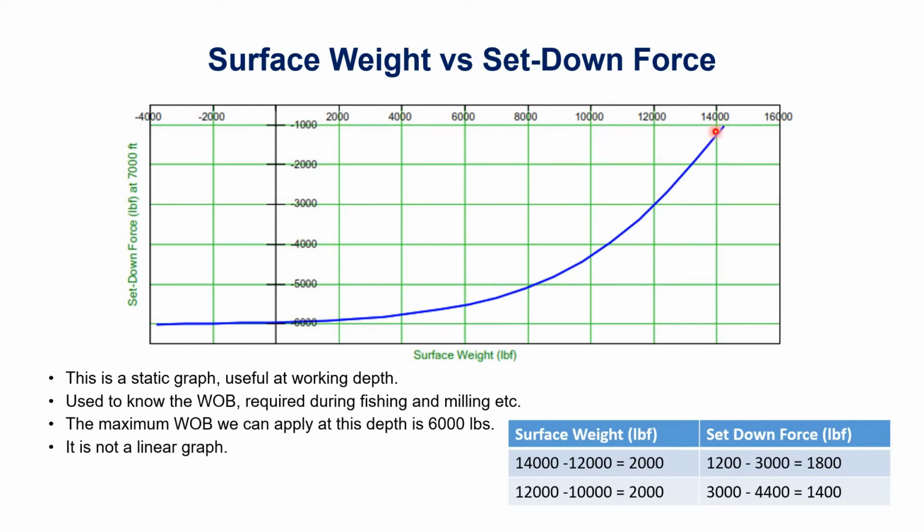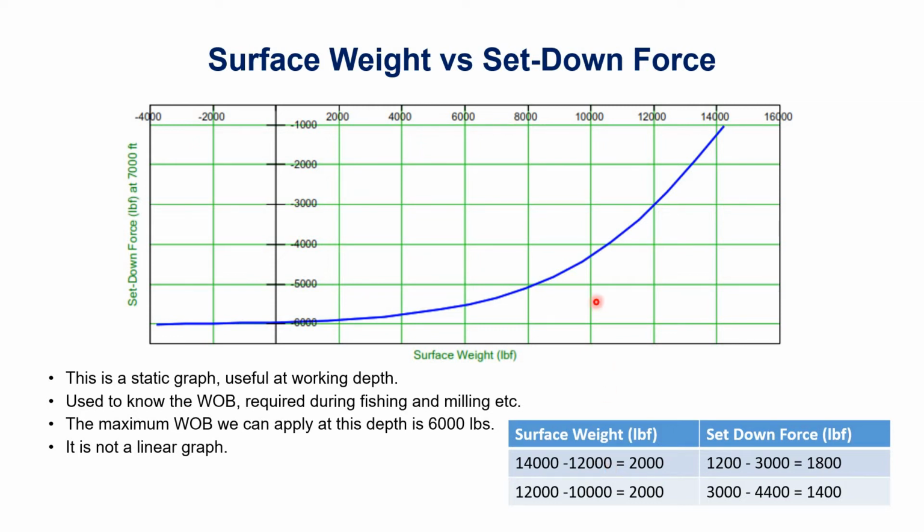Linear would mean that from 14,000 to 12,000 we have dropped 2,000, so at the bottom it would also be 2,000, but it will not be. Just see, from 14,000 to 12,000 this is the surface weight. But at the bottom, how much? When it is 14,000 it is about 1,200, and when it is 12,000 it is about 300. So the differential is 1,800. That is, when you drop 2,000 pounds force of weight on the surface, on the bottom it will be 1,800. So the weight we drop on the surface is not the same as what acts downhole.